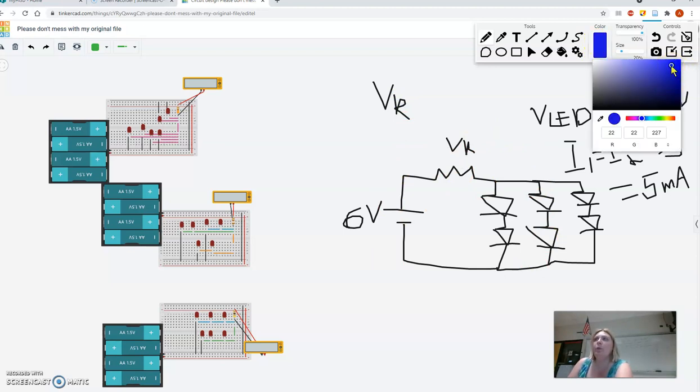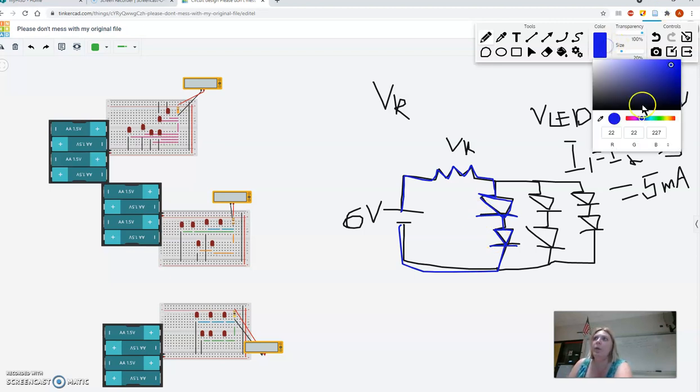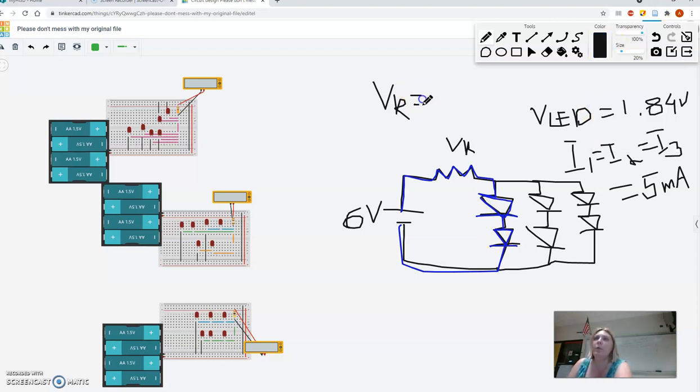In order to find the voltage drop, you once again need to consider the loop. In this particular loop, you're going to have a battery, a resistor, and this time two LEDs. Once you add up these two, you're going to end up with something like 3.68. That would mean that the voltage drop of the resistor is going to be 2.32 volts.